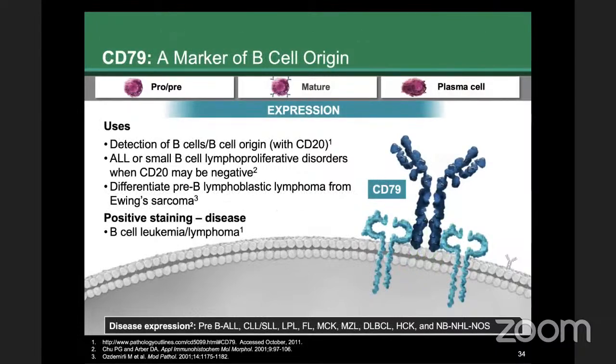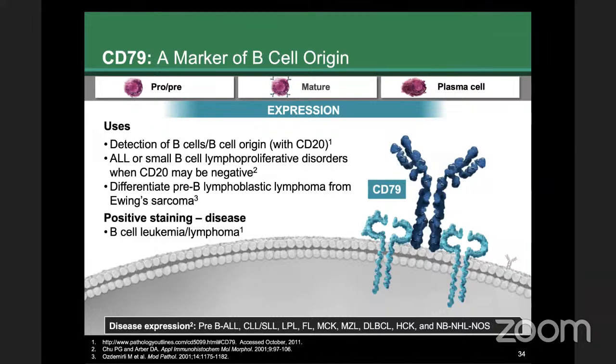CD79 is another important marker for B cells. The reason I think it's important is that we have another drug that works through CD79. It's a pan B cell marker. Not all B cells have CD20, but all B cells always have CD79. So now we have a new drug called polatuzumab that targets CD79. And not only does it target, it also delivers chemotherapy inside the cell. There's chemotherapy attached to the end of the antibody, so it's called an antibody drug conjugate. And that's why CD79 is important.